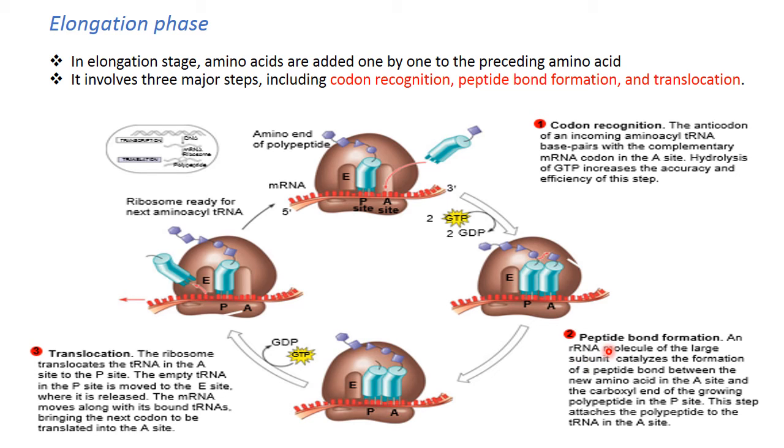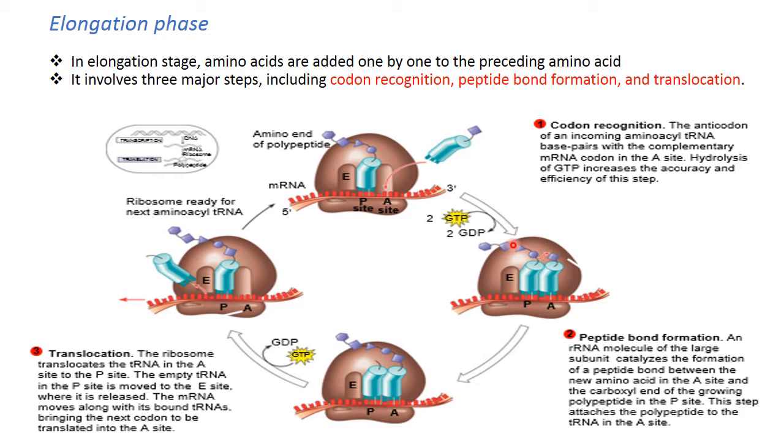rRNA. Remember we have three types of RNAs. So the rRNAs in the large ribosomal subunit will catalyze the formation of the peptide bond between the amino acid in the A site and the amino acid in the P site. So the bond will be formed here.